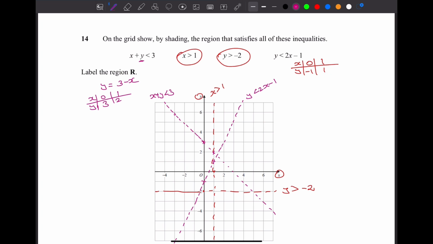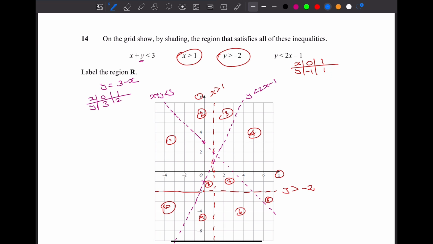Now we have to select the region. Do not lose a mark over it. Just make sure you get the mark. I'm covering all the region at that point. Right, let's get this over with.